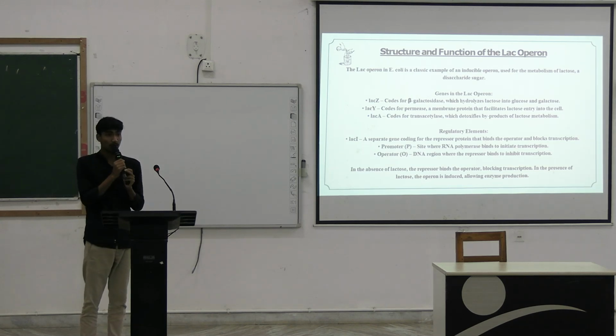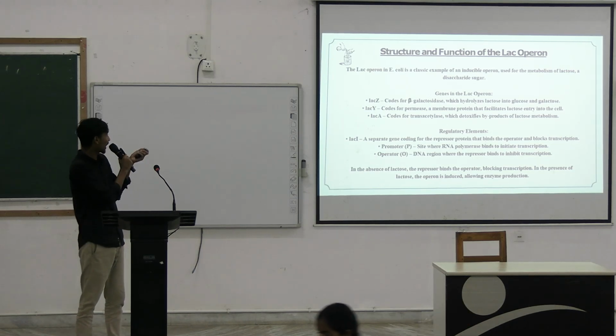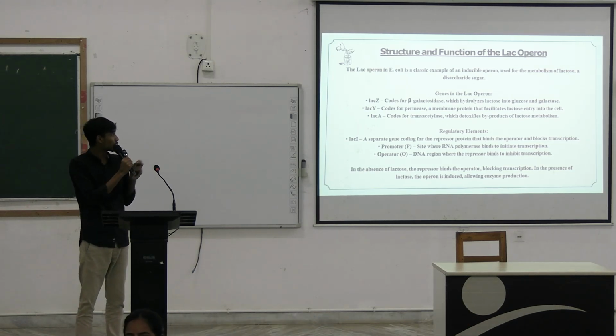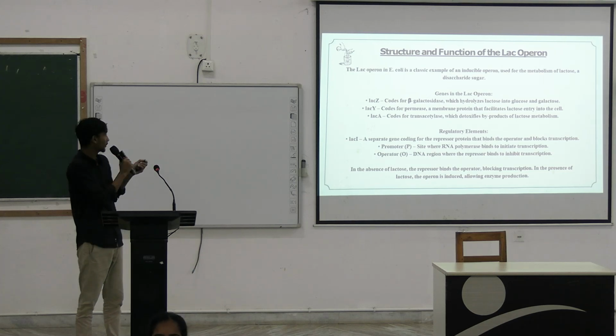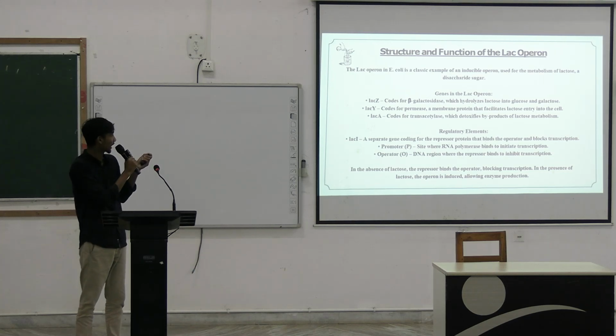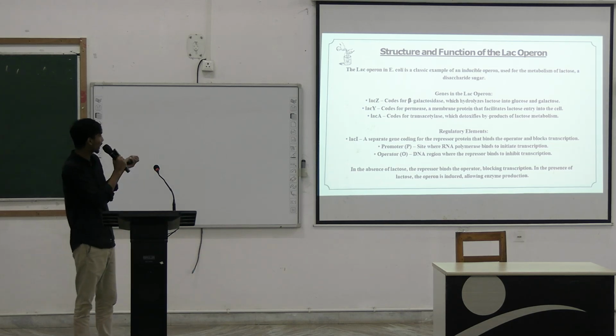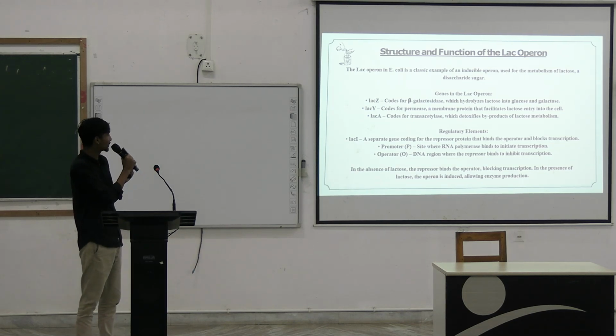Lac Z gene codes for beta galactosidase, used to hydrolyze lactose into glucose plus galactose. Lac Y codes for permease to facilitate lactose entry into the cell. Lac A codes for transacetylase, which detoxifies the byproduct of lactose metabolism. Regulatory element: the lac I gene, a separate gene, codes for the repressor protein that binds to the operator and blocks transcription.